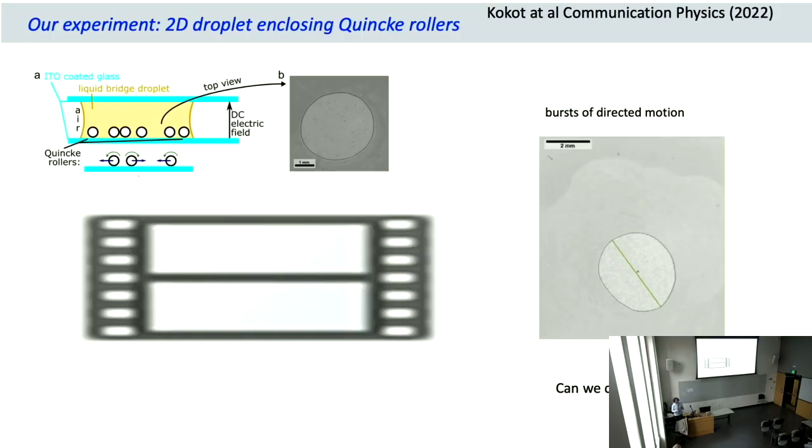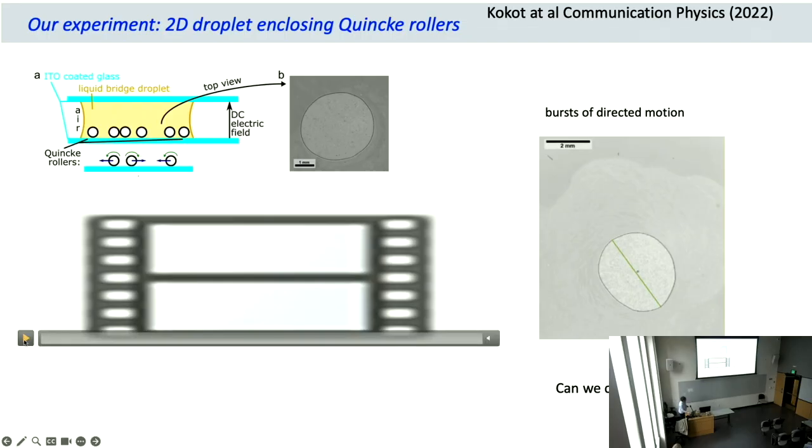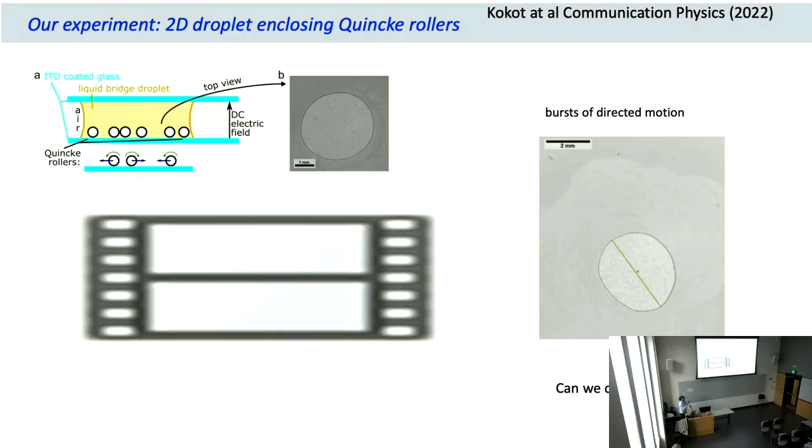Imagine you have the Quincke particles. These are little spheres sitting on the electrode in a very fat liquid bridge. Fat meaning that the diameter is about 1 millimeter, but the gap is very small, comparable to the diameter of the particle, so about 100 microns. When you turn on the field and look from above, this is what you see. Without activity, it's just a circular boundary.